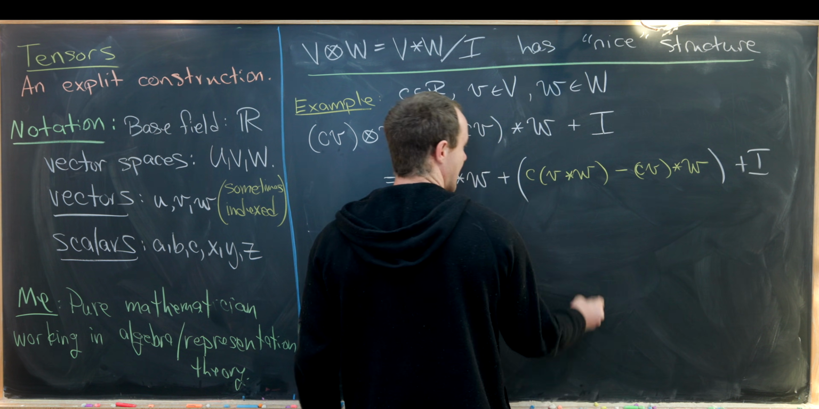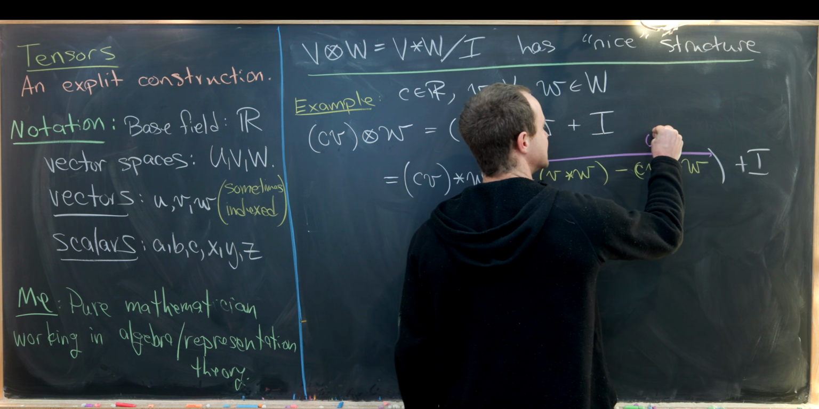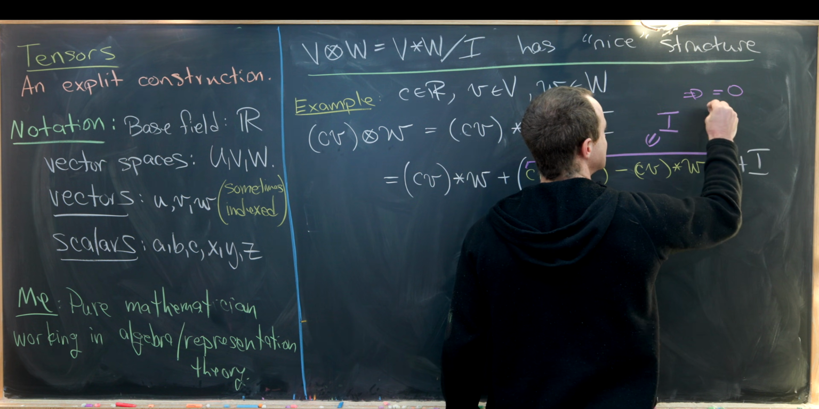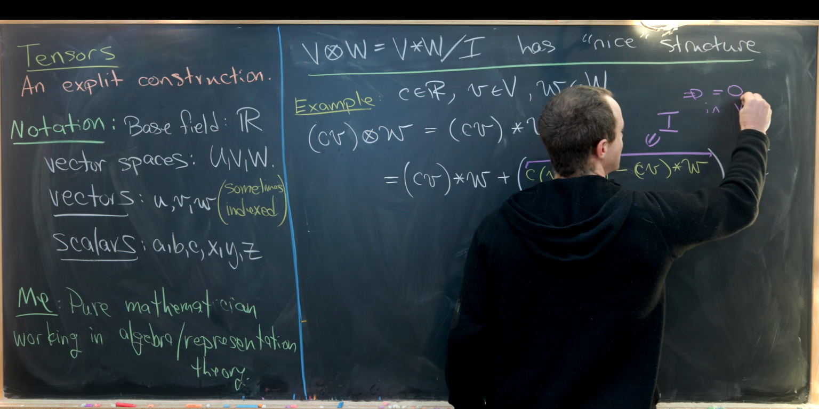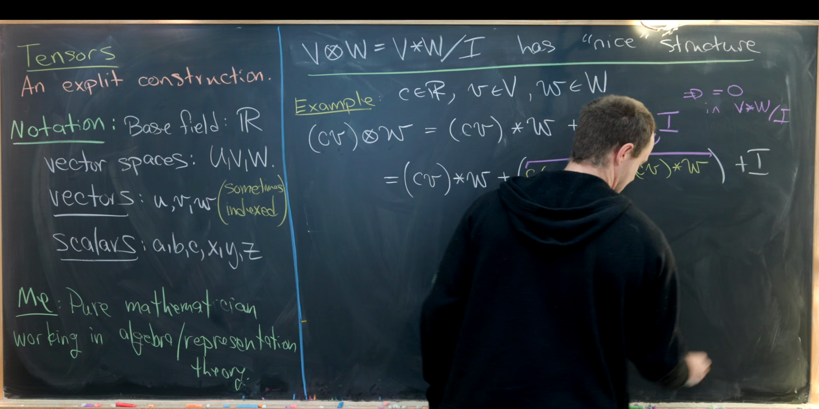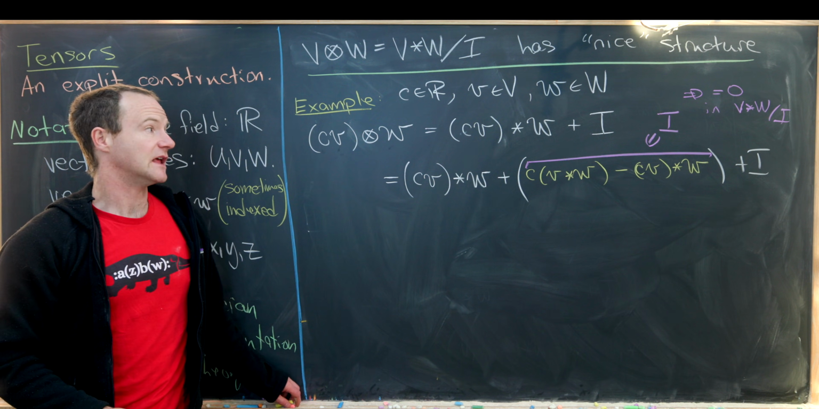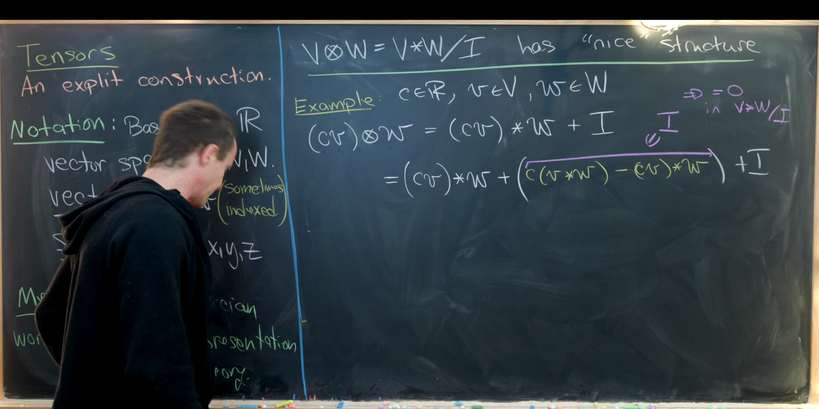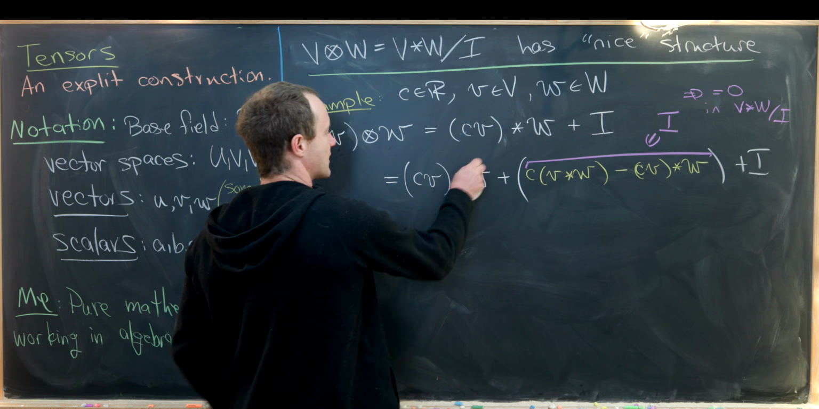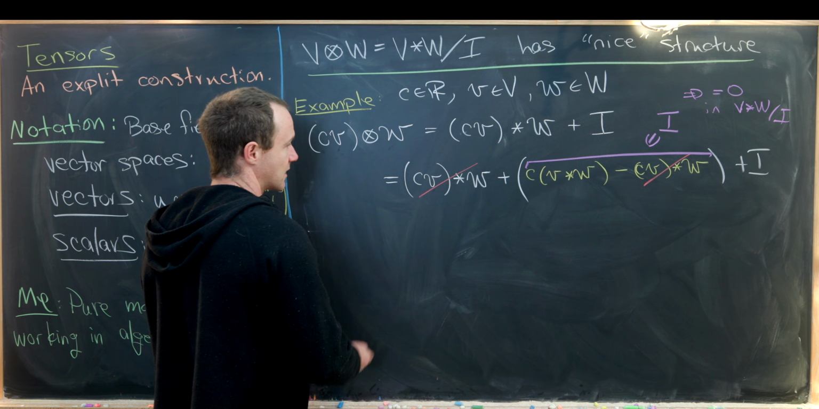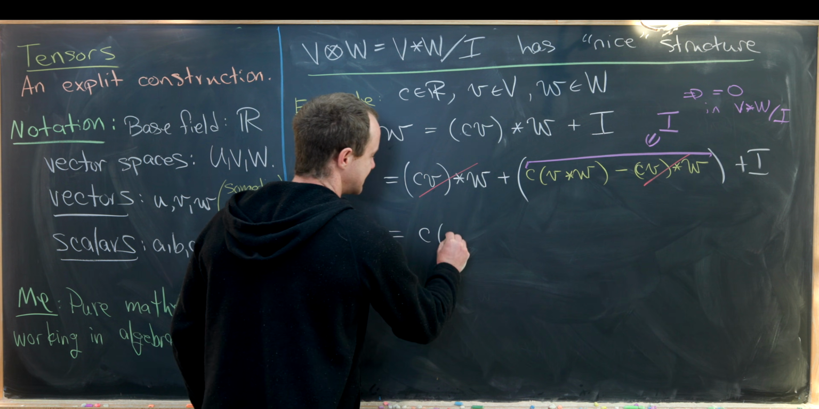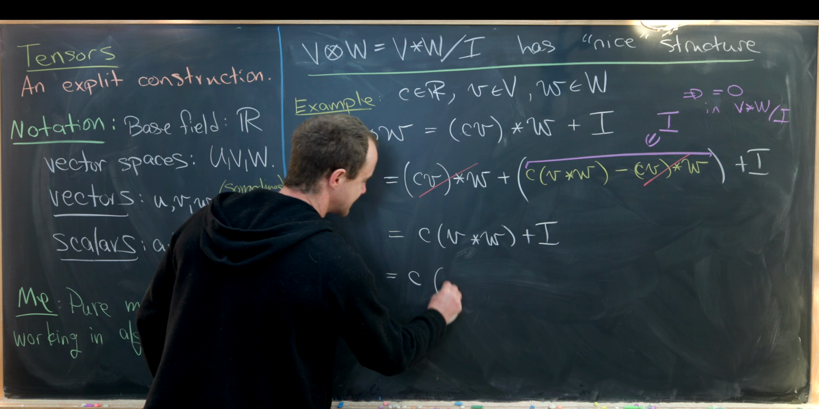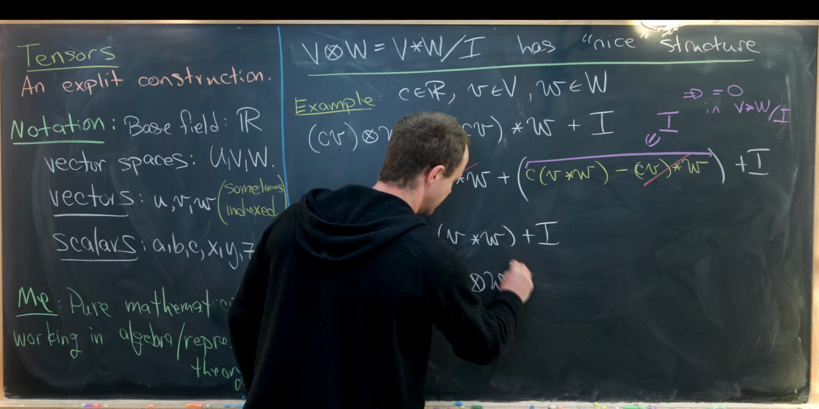And then, like I said, let's point out that this is in I, which means it's equal to 0 in V star W mod I. If you're in I, then in the quotient space, you're equal to 0. Okay, but now we can do a little bit of simplification. Notice that this guy right here will cancel this guy right here, and we're left with the coset c V star W plus I, which can be rewritten as c V tensor W.